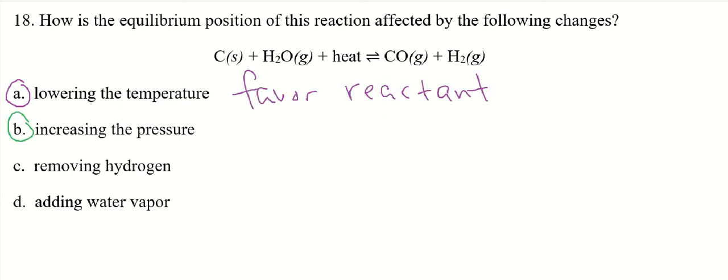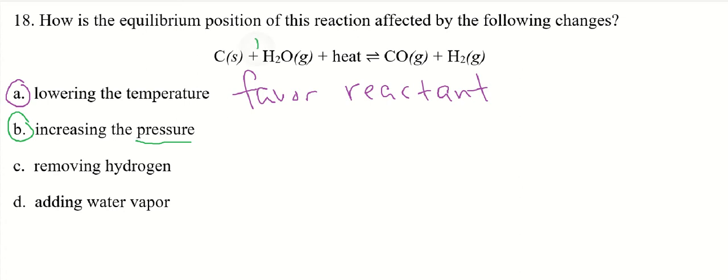B. What happens if we increase the pressure of the system? So this is a system possibly in a container, and pressure is caused by the collisions of gas particles with the walls of the container. So this only applies to gas particles. All right, so we're going to disregard this carbon because it's a solid. The pressure that it adds is negligible. Which side, the reactants or the products, has more moles or molecules of gases?